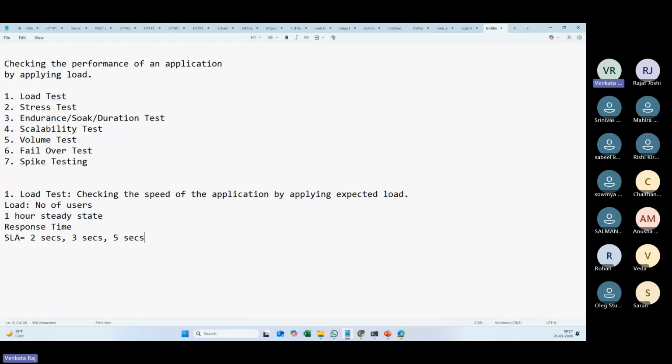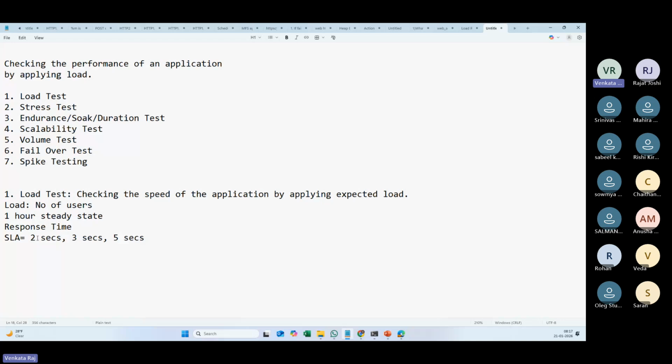So when we convey something to the client, we might have a statement like this: we executed a load test today and response times were good, and all the transactions' response times are within the SLA. What do you mean by within the SLA? SLA is something that is set by the client as an expectation, so that the dev team will design and develop the application according to the requirement.